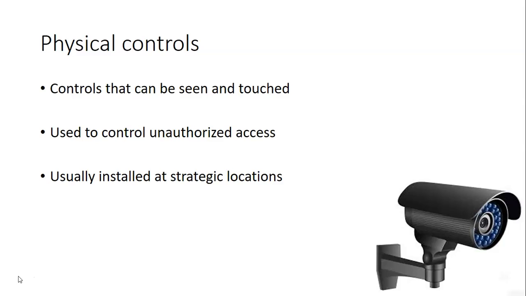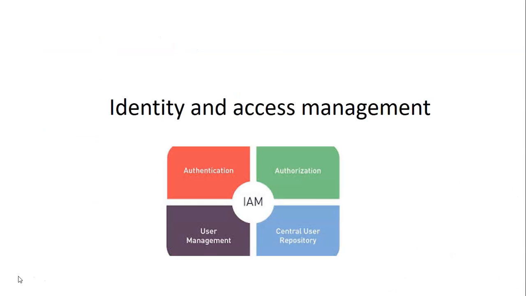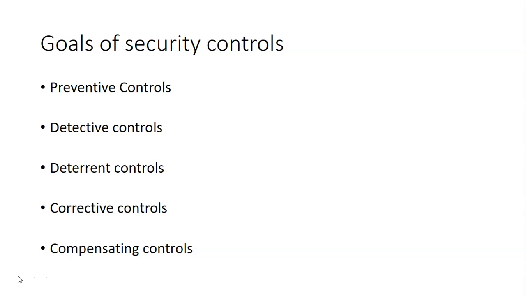So let's see the goals of security controls. We've learned about the types of controls. Now let's see the goals and the purpose of these controls. Now we have what we call preventive controls. What preventive controls do is that they stop crystallization of a compromise, a violation, a risk, that is, stop cyber attacks from becoming successful.